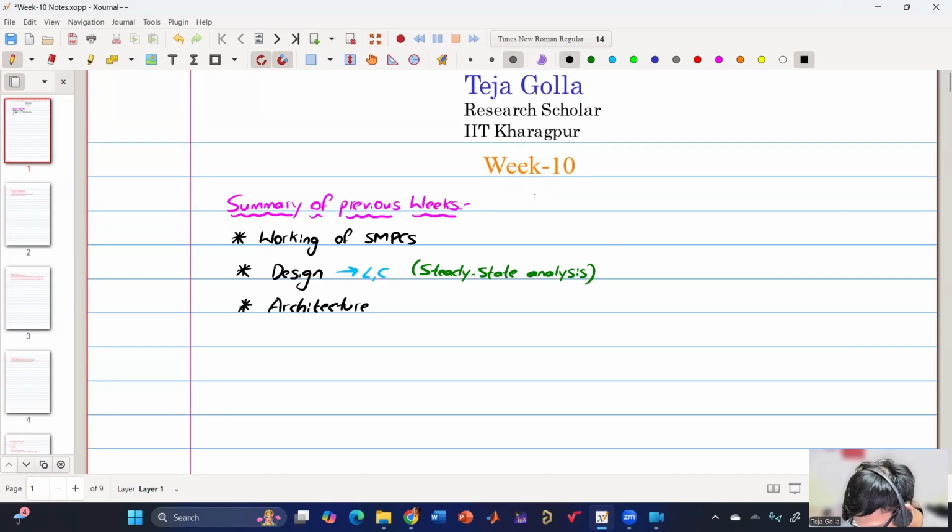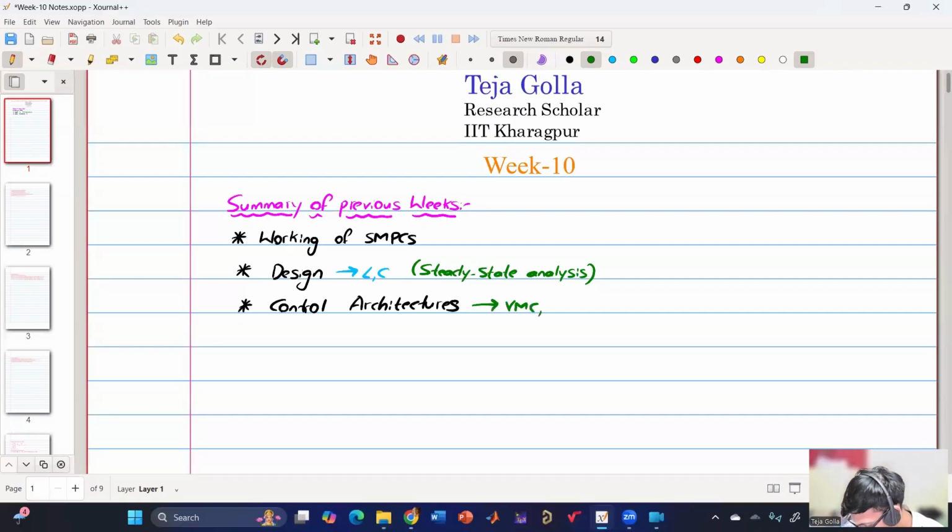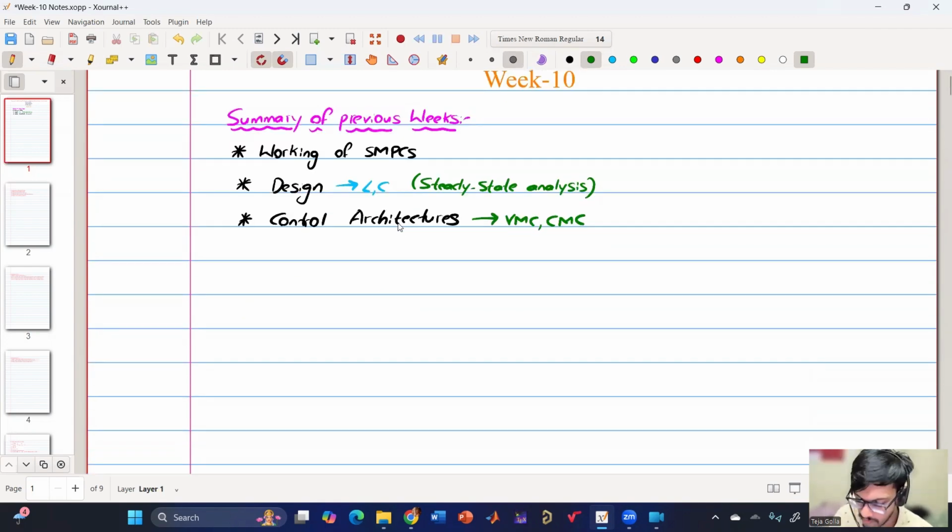control architectures like voltage mode control, current mode control, all these things we have discussed. And then sir has shown some simulation. So that was also covered, which was again very important. So sir also has covered MATLAB simulations, how to simulate and implement in MATLAB.